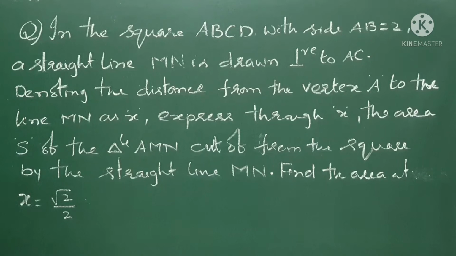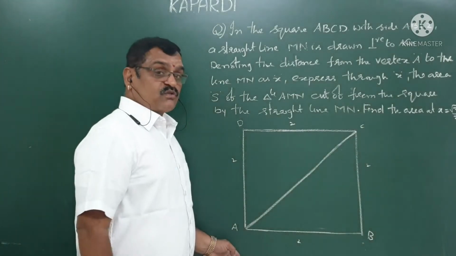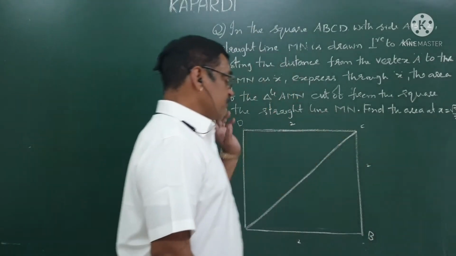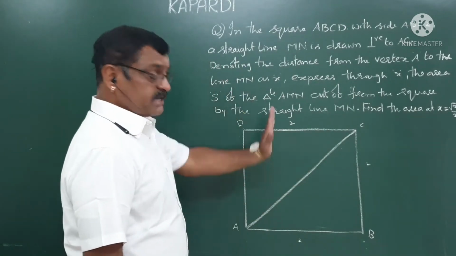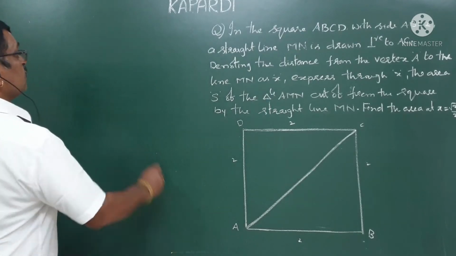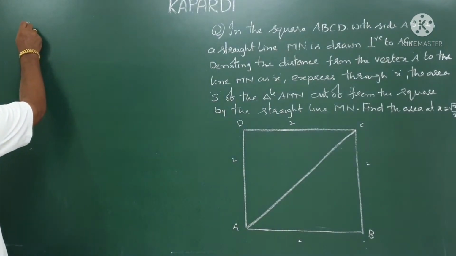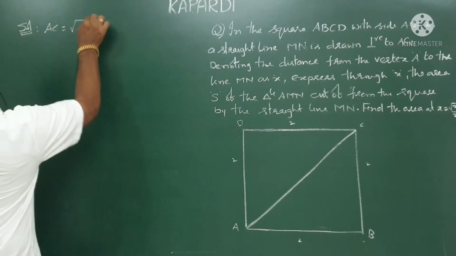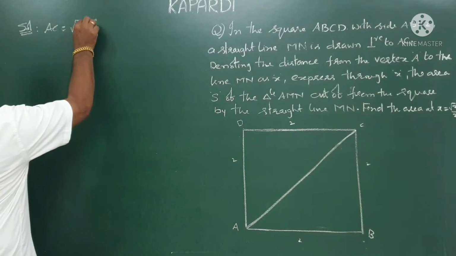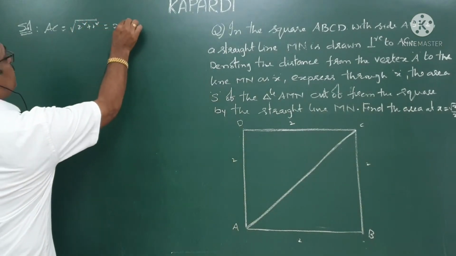This is the question. Now let me draw the diagram, then I will explain what is given, what you need to prove and how to prove. I will explain one by one. This is the diagram: square ABCD with side lengths 2 and 2. First of all, I will find the AC length, which is the length of the diagonal. Solution: AC, using the Pythagoras theorem, is the square root of 2 squared plus 2 squared, which gives 2 root 2.